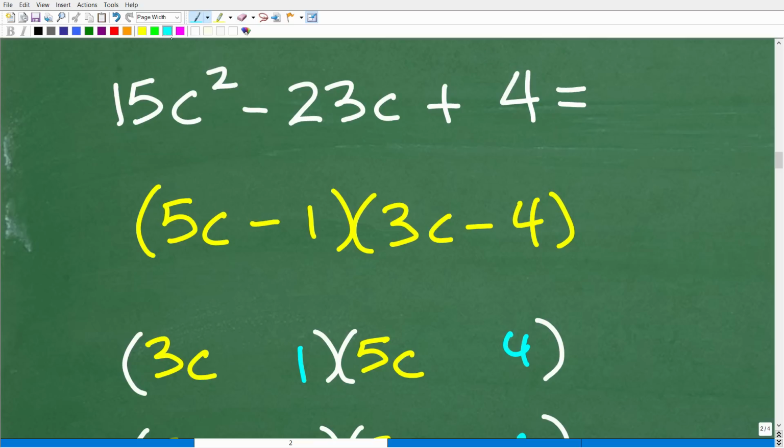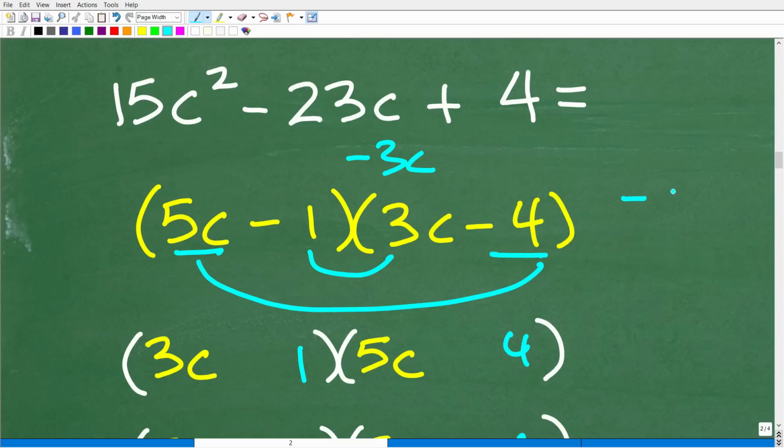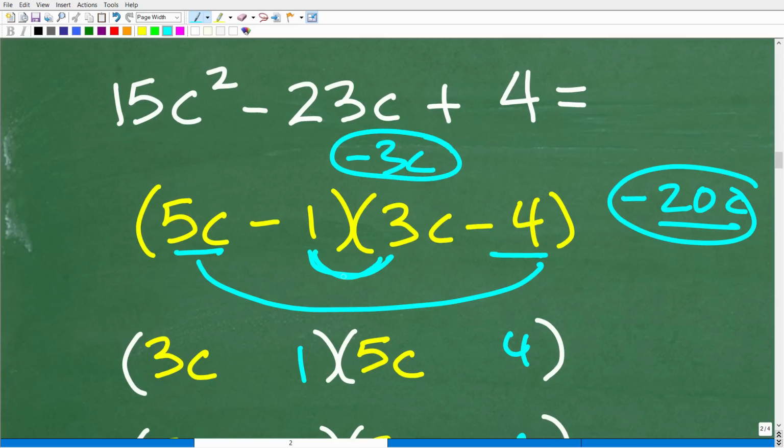It's a pretty common way that people learn factoring. And the way you check to see if you got this right is you multiply these two terms, the inner terms and the outer terms. So you look at these various combinations and you go, all right, let me see, -1 and 3c, that's a -3c. And then 5c and -4 is a -20c. So when these two things add up to this middle term, -23c, that is when you know you have the right factors.